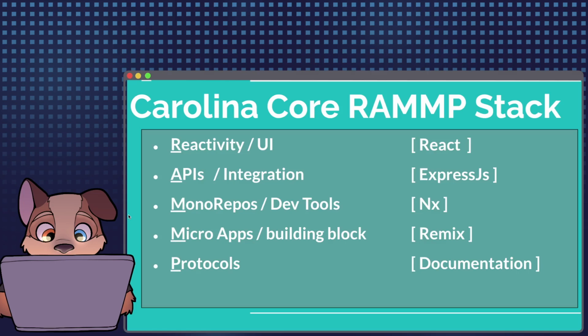And so we get back to this idea of the Carolina Core RAMMPStack, and that is every application needs some reactivity, some way to have a user interface. It needs some way to integrate with other activities. It needs to be able to use APIs, monorepos for developer tools.